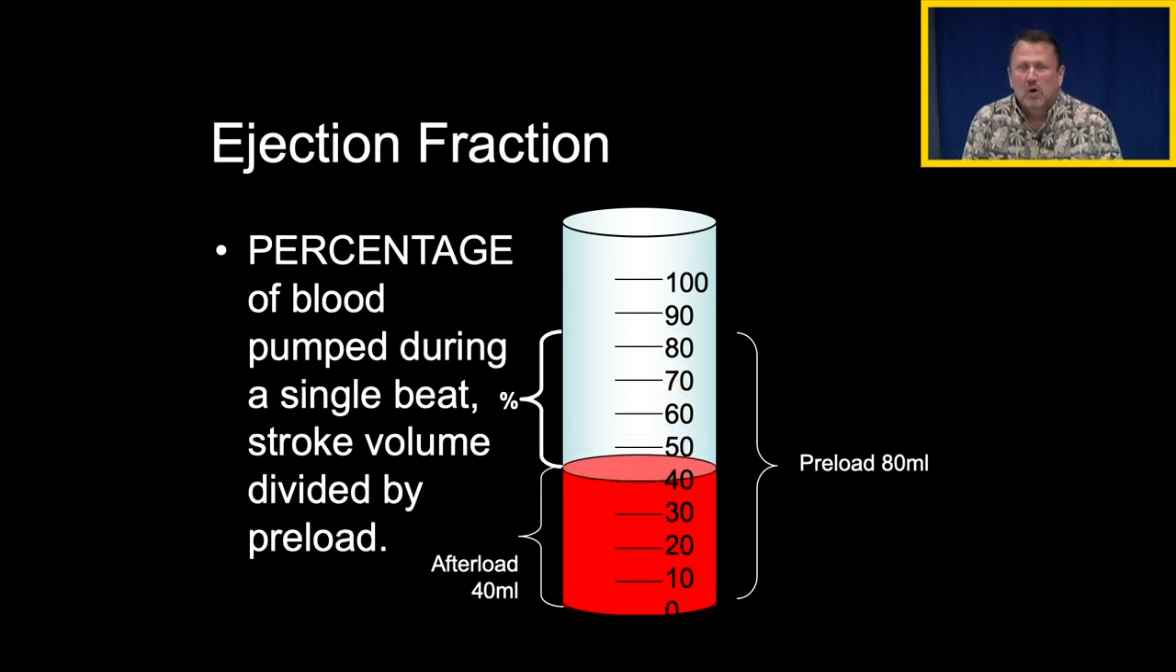Well, maybe we want to normalize that. Maybe instead of having a stroke volume, we can have an ejection fraction, and that's the percentage of blood pumped during a single beat, the percentage of blood in the ventricle. The end diastolic volume is the preload, the end systolic volume is our afterload, and if we take a percentage of that, then we have the ejection fraction. And if you're going to take care of a patient with congestive heart failure, you're going to want to know what the ejection fraction is. And so will CMS, the people who run Medicare and Medicaid. They're going to insist on knowing the ejection fraction of anybody in congestive heart failure. And the ejection fraction is something that we'll figure out when we're doing a cardiac ultrasound.